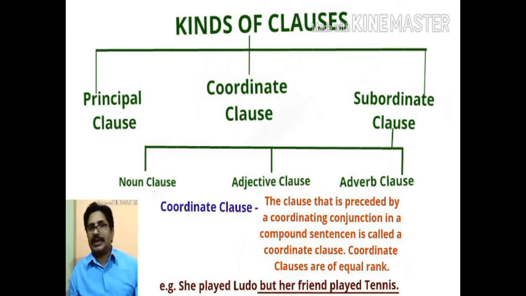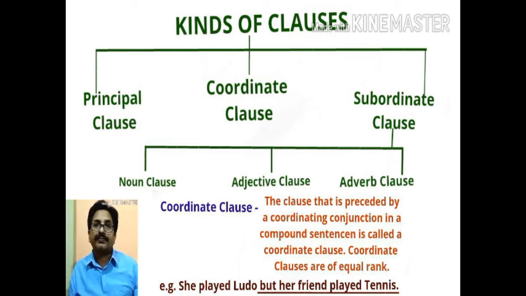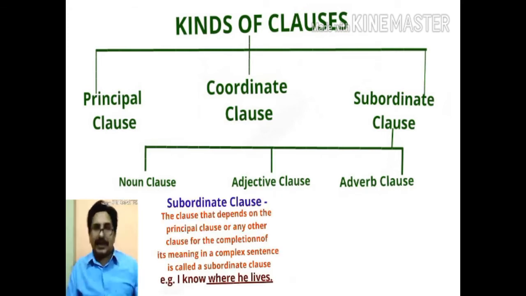In a compound sentence, when two principal clauses are joined by a coordinating conjunction, the principal clause that comes after the coordinating conjunction is called a coordinate clause. And subordinate clause. A subordinate clause is a clause that depends on the principal clause or any other clause for the completion of its meaning.